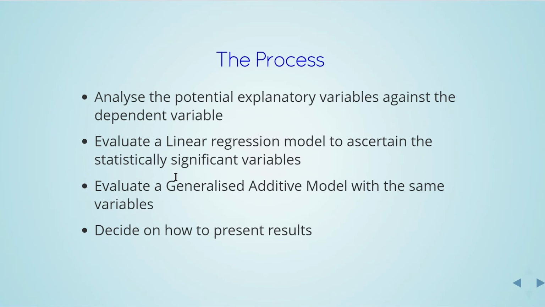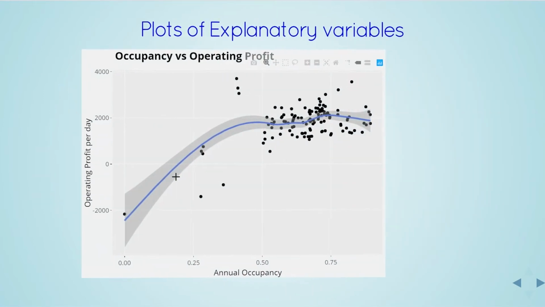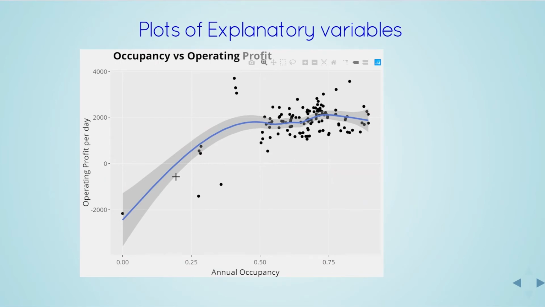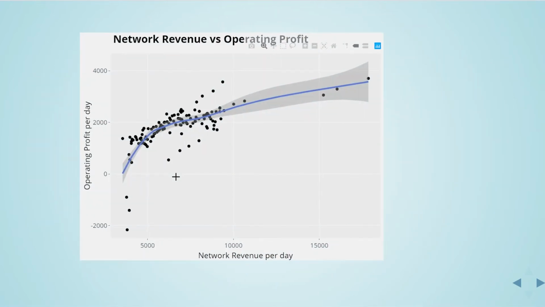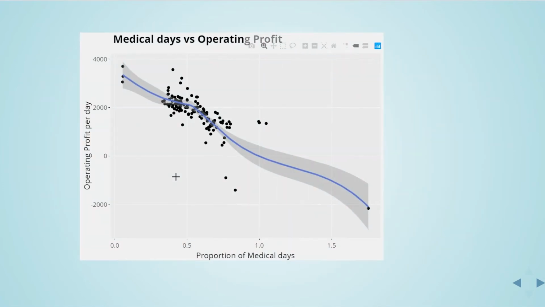All right, so the process was to generate a linear regression model first to check the statistically significant variables, and then proceed with the GAM. So this just shows a basic analysis. This is occupancy, so it's basically bums and beds. And network revenue versus operating profit, this is something decided at the head office. So it basically says what deals we strike with Discovery and the different funders to actually put people into the hospital. And then medical days versus operating profit actually shows a case mix. So it's whether a patient receives a medical procedure or a surgical procedure.